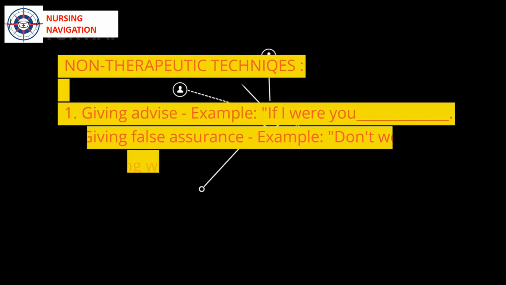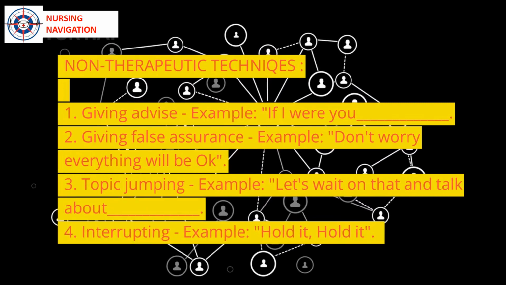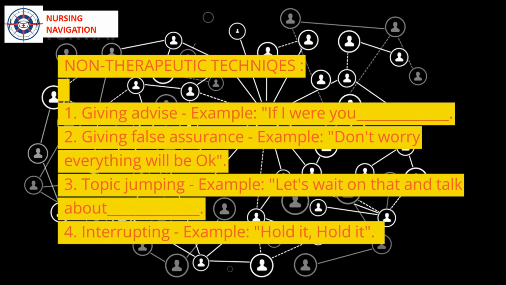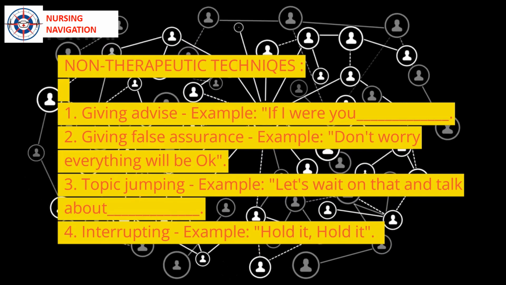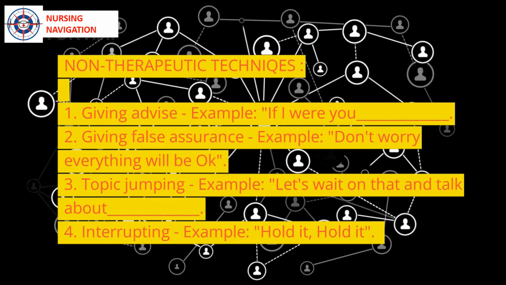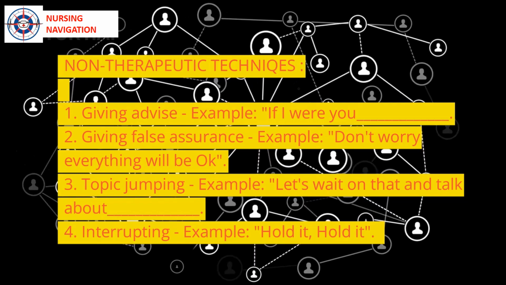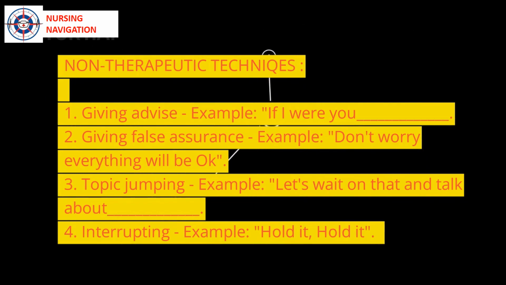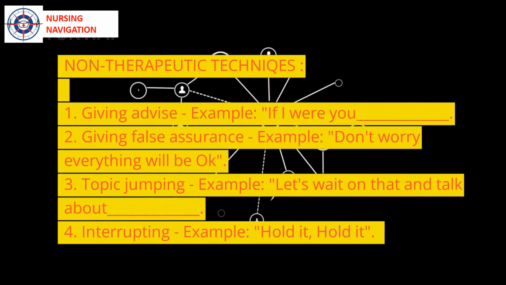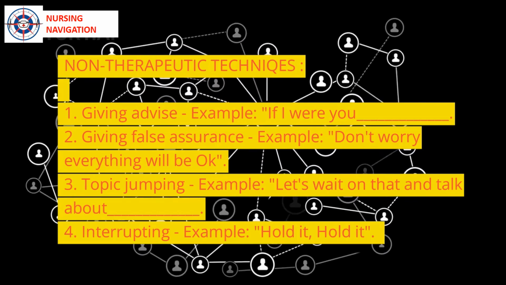Non-therapeutic techniques. 1. Giving advice. Example: If I were you... 2. Giving false assurance. Example: Don't worry, everything will be okay. 3. Topic jumping. Example: Let's wait on that and talk about... 4. Interrupting. Example: Hold it.